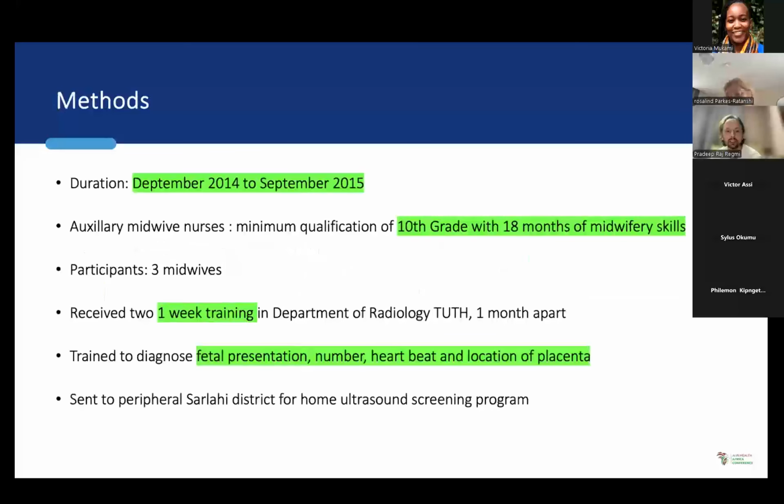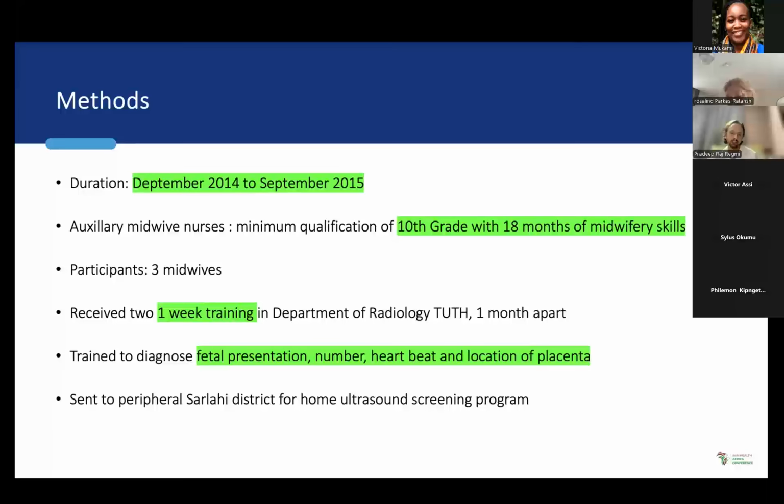In this study, auxiliary nurse midwives were involved, and 3 participants received two 1-week trainings in our department where I work in the capital city, 1 month apart. And then they were trained to diagnose fetal presentation, fetal number, heartbeat, and location of placenta through the ultrasound.